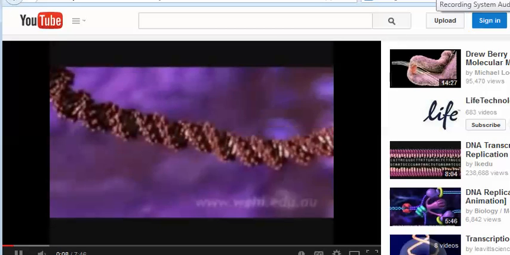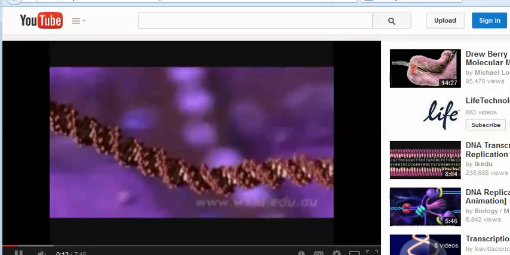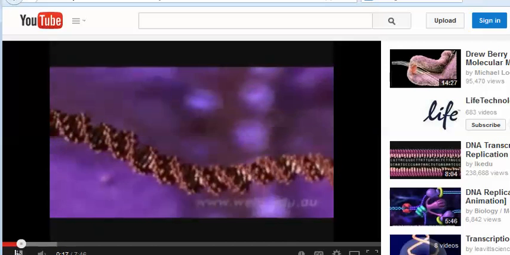In this animation, we'll see the remarkable way our DNA is tightly packed up so that 6 feet of this long molecule fits into the microscopic nucleus of every cell.